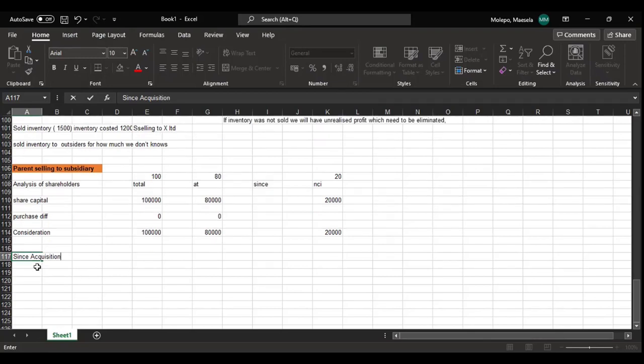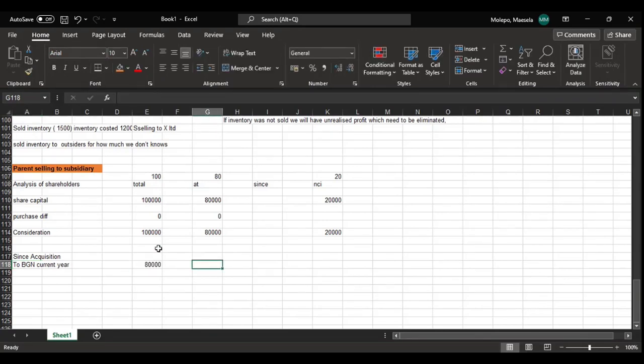Okay. Then we go to since acquisition. Since acquisition, we have the beginning. BGN means beginning, don't be confused. BGN means the beginning of the current year, which is 80, 64, and then 16.